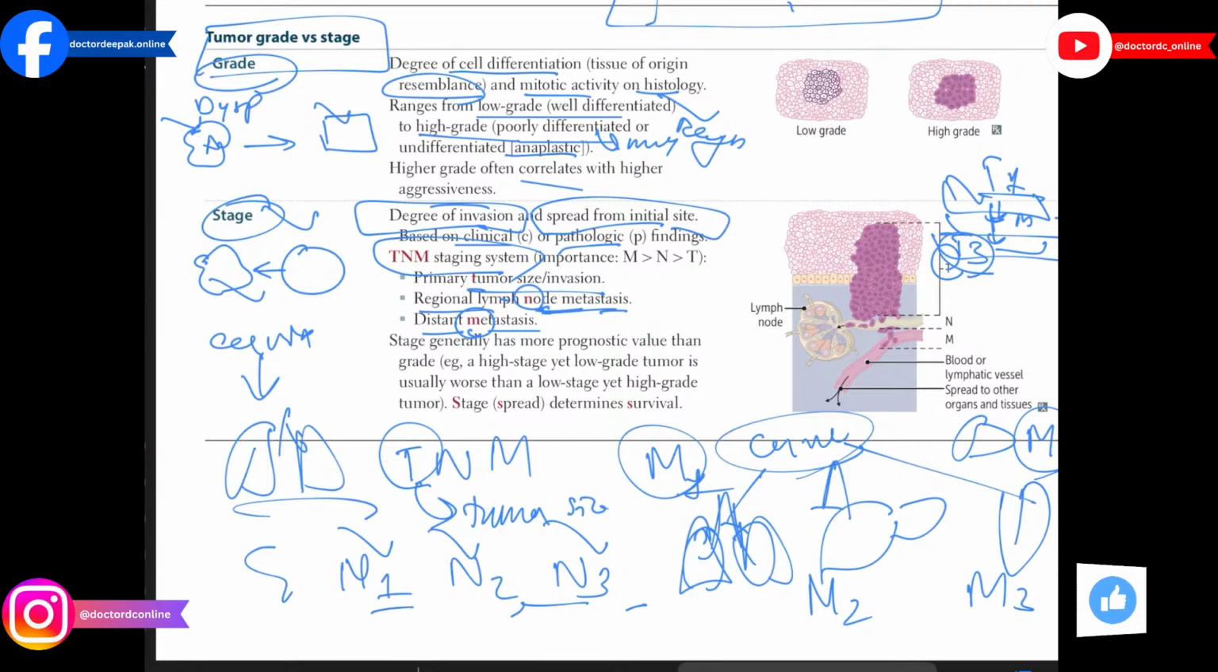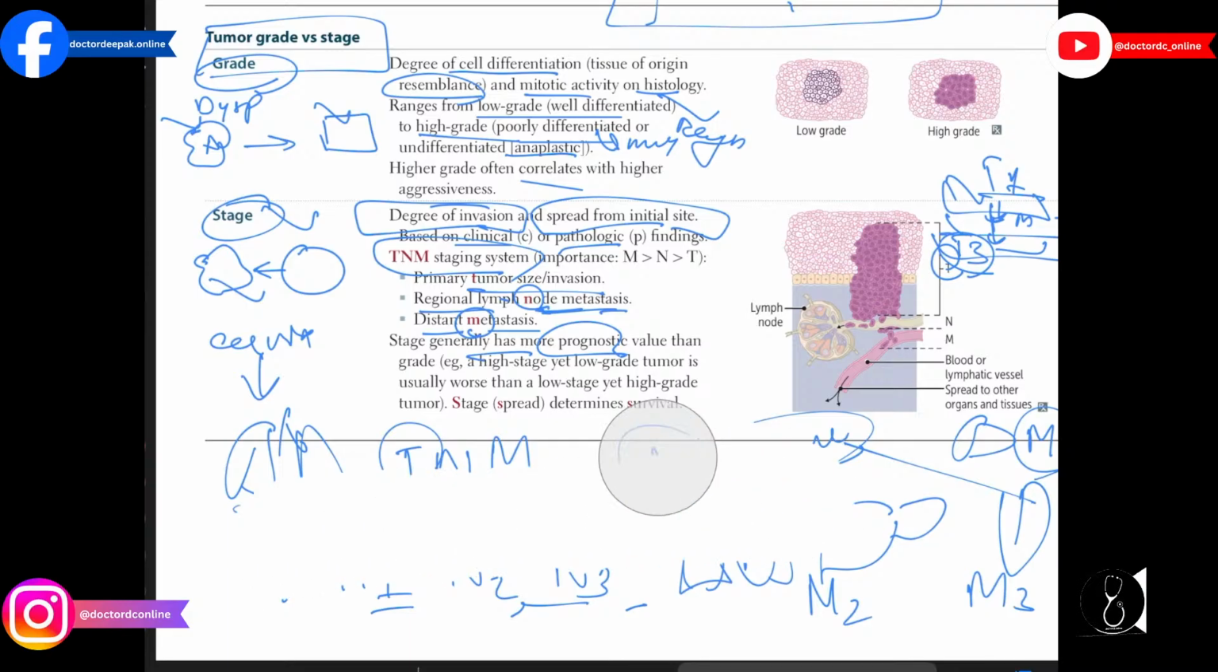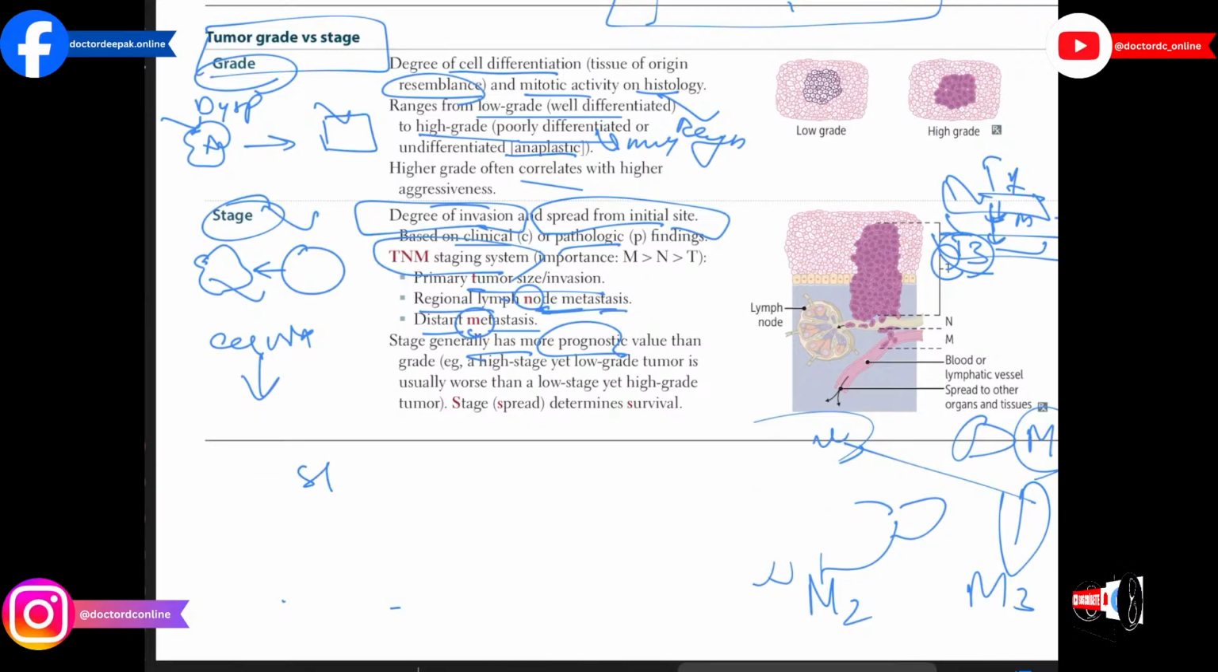Okay? Stage generally has more prognostic value. The staging is more important than grading, because staging gives us the prognostic value, how much the patient will get better, and these are related to survival of the patient. Stage determines the survival. Stage means how much the cancer is spreading. So stage generally has more prognostic value than the grading.